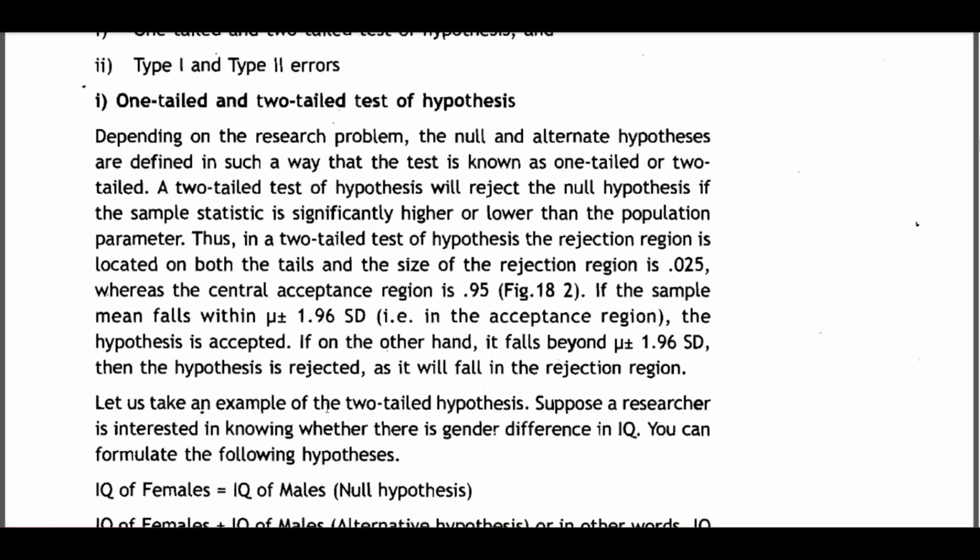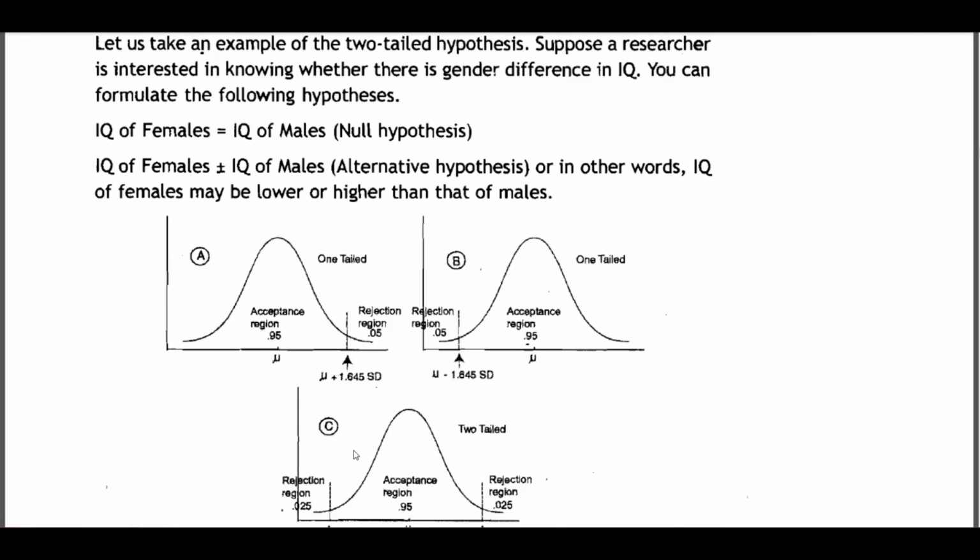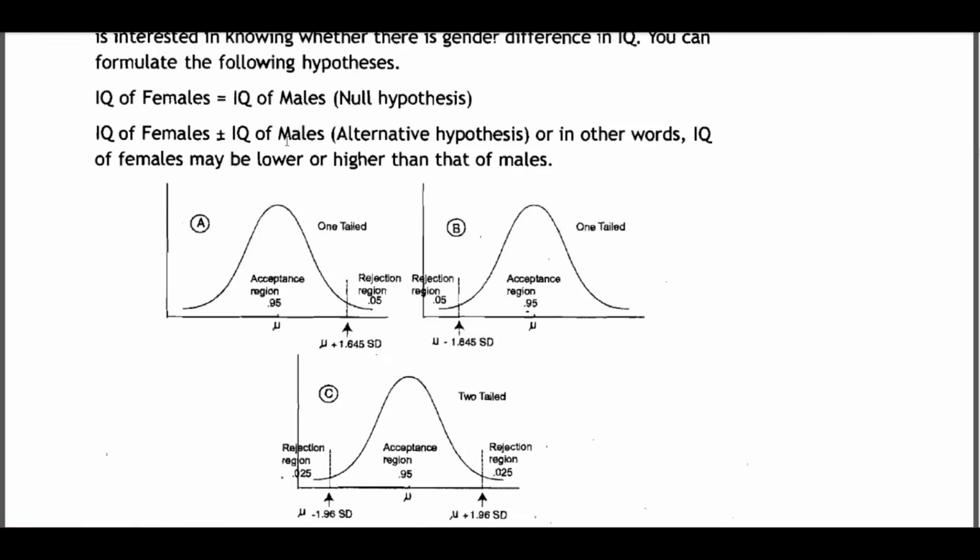Let us take an example of a two-tailed hypothesis. Suppose a researcher is interested in knowing whether there is a gender difference in IQ. You can formulate the following hypotheses: IQ of females is equal to IQ of males, the null hypothesis; IQ of females is not equal to IQ of males, the alternative hypothesis. In other words, the IQ of females may be lower or higher than that of males.